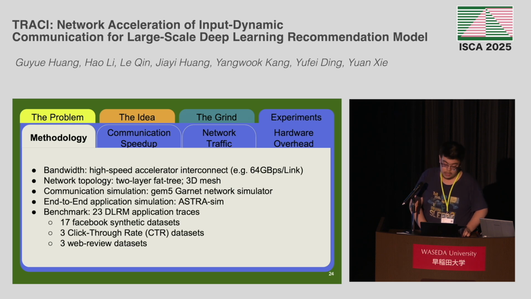Here we show the experiment methodology. We target the bandwidth of high-speed accelerator interconnect, like 64 gigabytes per second per link. We test network topologies of a 2-layer fat tree and 3D mesh. We do the simulation via the Gem5 Garnet network simulator, and we do the end-to-end simulation with ASTRA-sim. We also evaluate benchmarks, including 23 DLRM application traces.